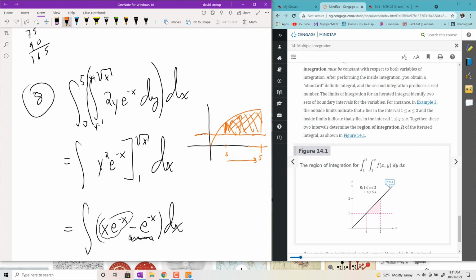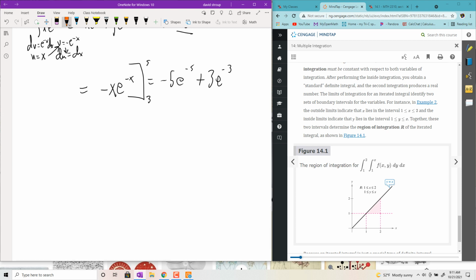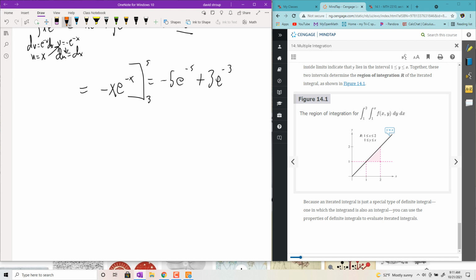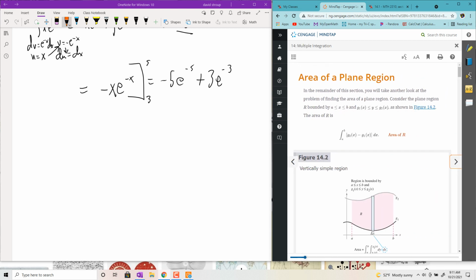Okay, so they kind of want you to be able to identify those regions off of the limits of the integral, and then they want you to be able to set up integrals based off of the geometric region that you're working with. Okay, so that's kind of what they're talking about there in figure 14.1. Anyways, from there, they're going to kind of visit this idea of the area of a region between curves. Okay, so the area of a plane region.